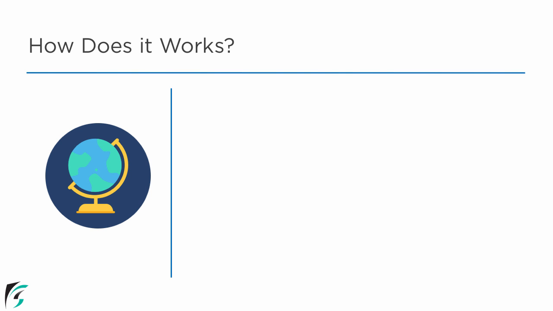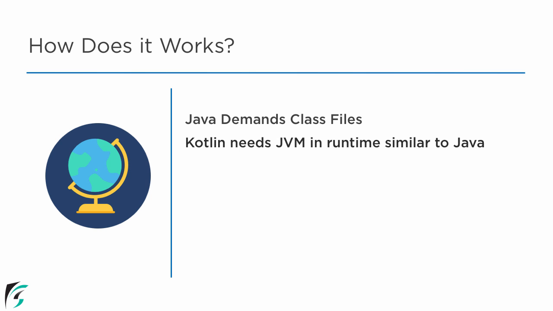Now, in order to execute any Java code, it simply demands the class files. That is, the Java virtual machine simply demands the class files, right? In case of Kotlin, Kotlin also needs the Java virtual machine at runtime, similar to Java, to execute its code, right? Because Kotlin is a more advanced or more powerful version of Java, and it also needs the Java Virtual Machine at runtime for its code execution.